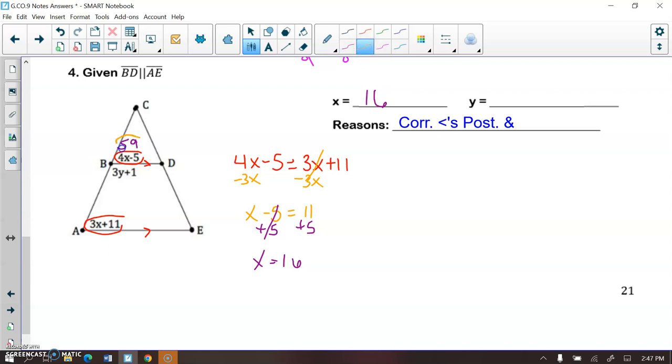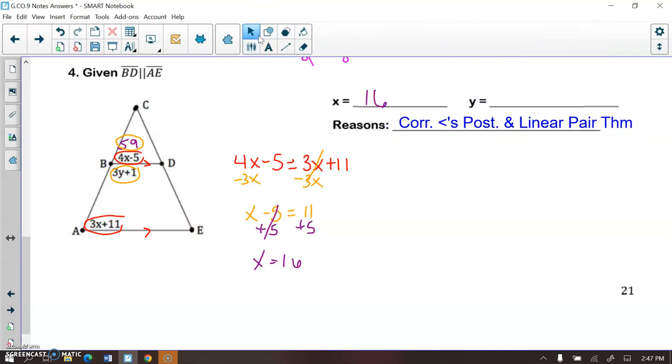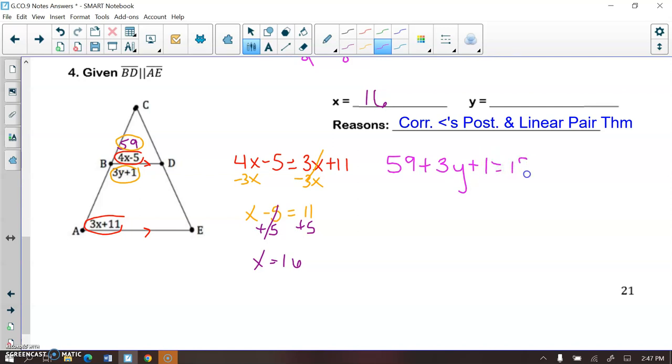And then this 59 degree angle and this 3y plus 1, those are a linear pair. So we're going to use the linear pair theorem. And that states that a linear pair are supplementary. So I'm going to take that 59 degree angle and add it to 3y plus 1, and that will equal 180 degrees.